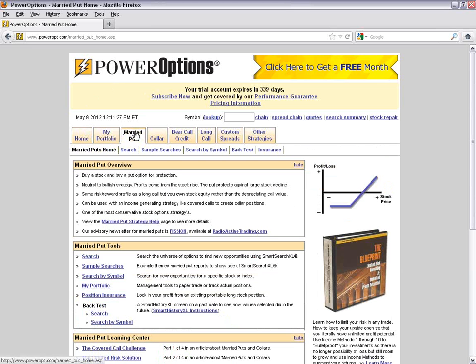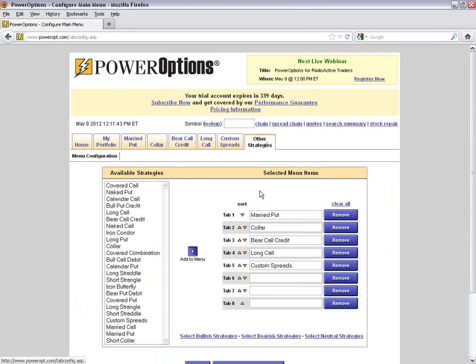If you don't have the married put tab on your screen, you just want to go into the other strategies tab here on the far right, and you can pick and choose which strategies you have selected. So you want to make sure, of course, that you have the married put strategy added to your available tabs.